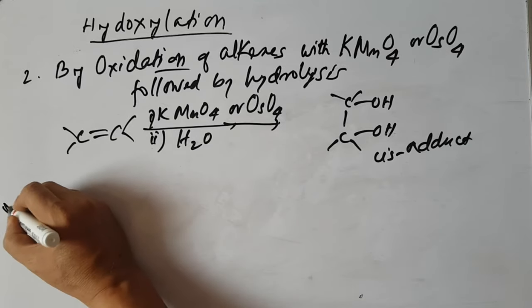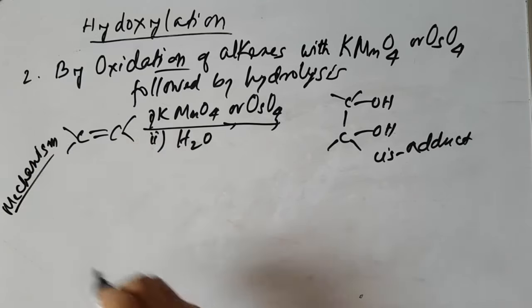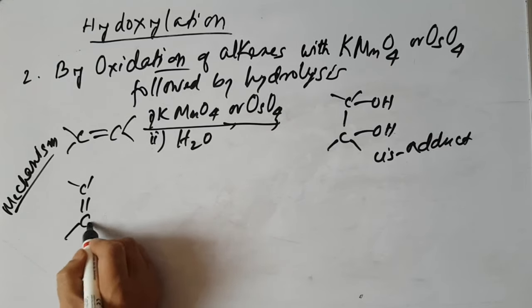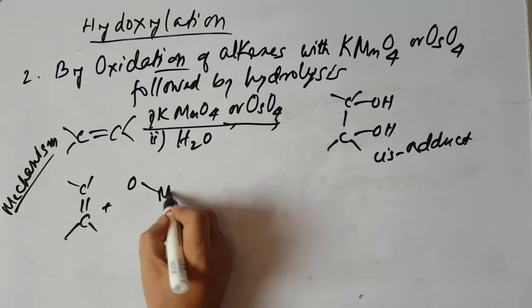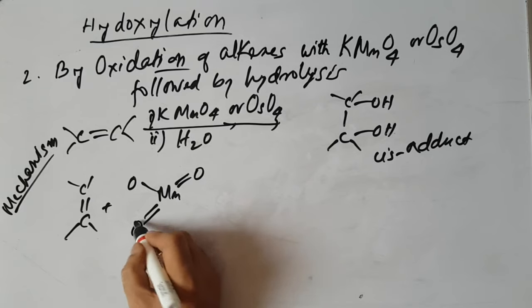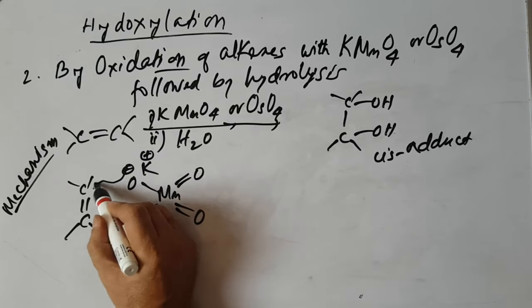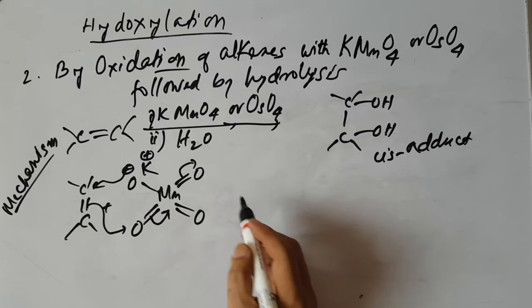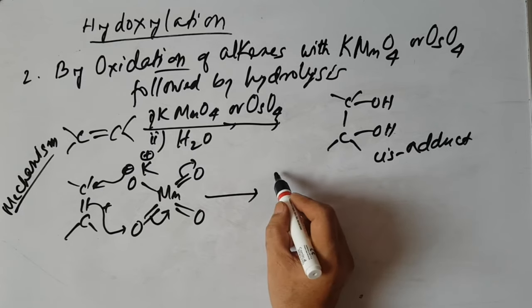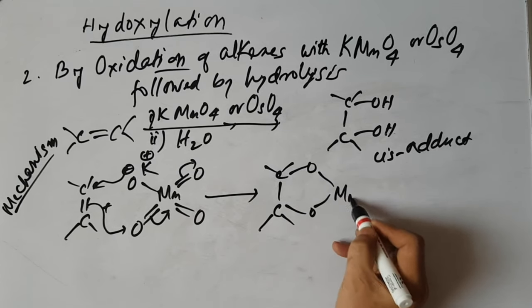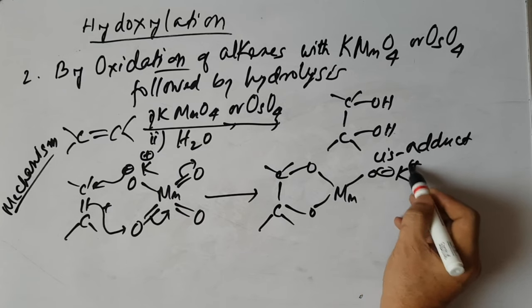So here let us see the mechanism of this second method. First we react the alkene with KMnO4, potassium permanganate. So the first step is formation of a cyclic intermediate, with O, Mn, O, a negative charge, and K positive on the Mn, okay.